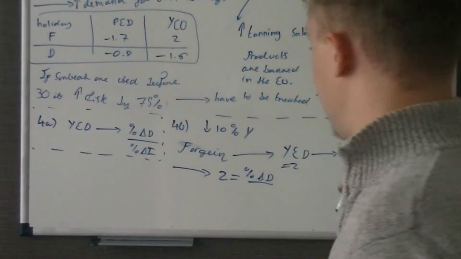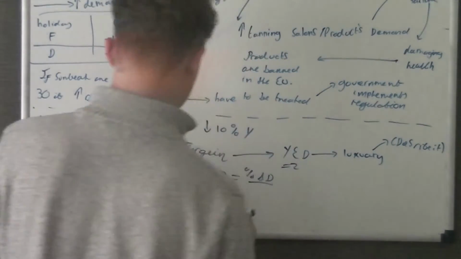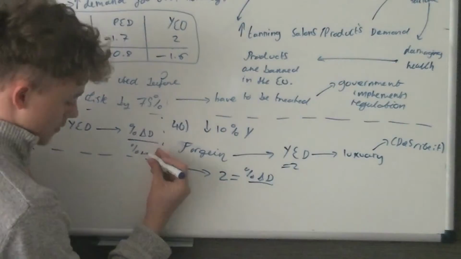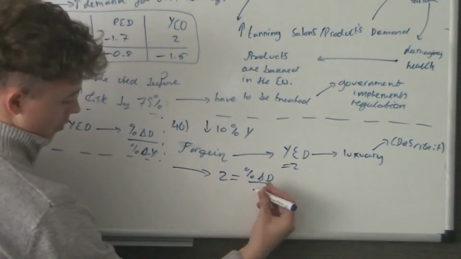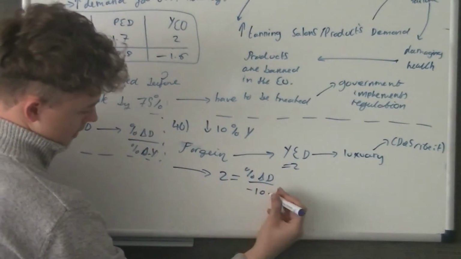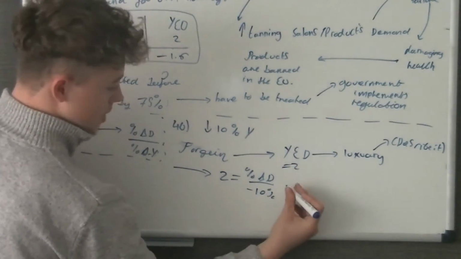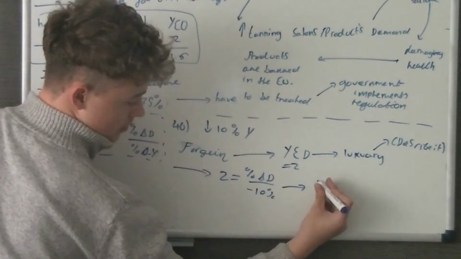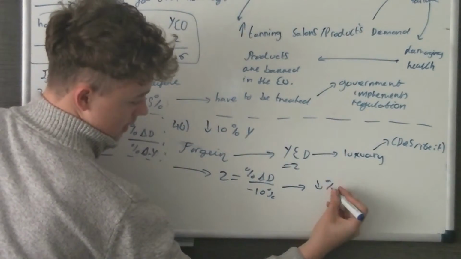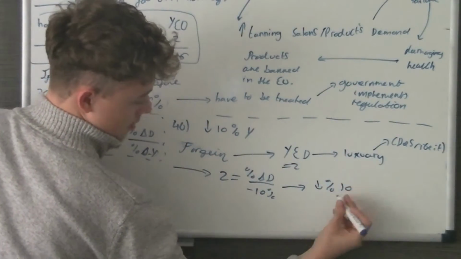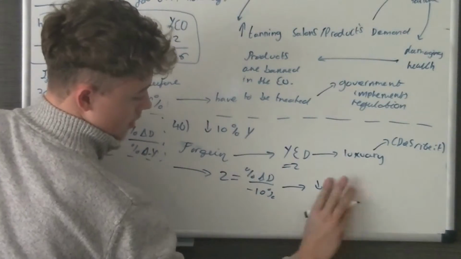So we know the percentage change in income is a 10% reduction, and that should be a YED, by the way. Percentage change in income, so it's minus 10%. Positive times a minus is a minus, so that means demand is going to fall by 10%. So that should be the other way around, actually.